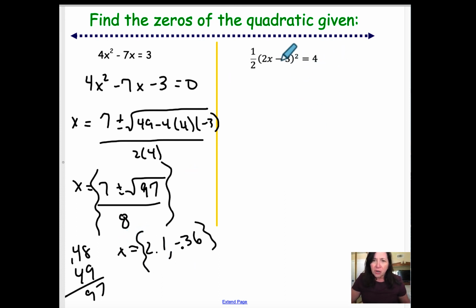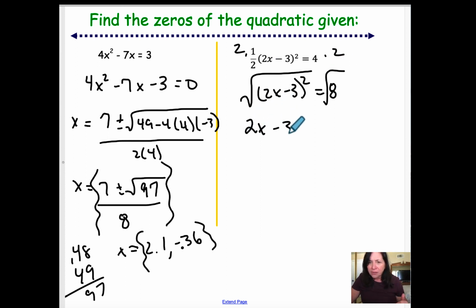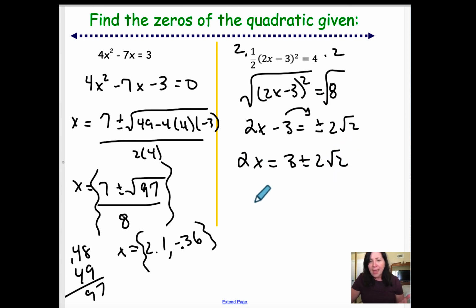For this problem here, I would first get rid of this 1/2 by multiplying by 2, and I'm going to have 2x minus 3 quantity squared equals 8. I am going to now square root both sides, and in doing that, I get 2x minus 3 equals plus or minus 2 root 2, right? And then move the 3 over, so 2x equals 3 plus or minus 2 root 2. And my last step would be, for my roots, 3 plus or minus 2 root 2 all over 2.